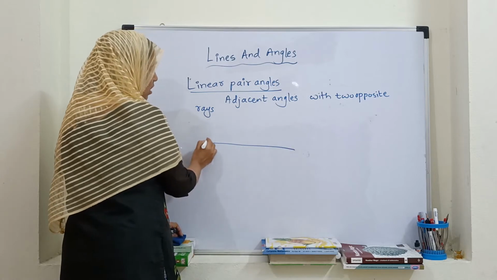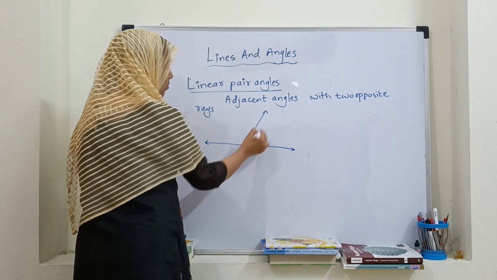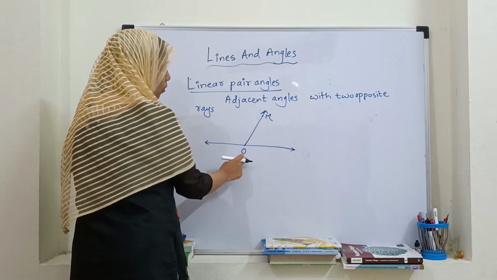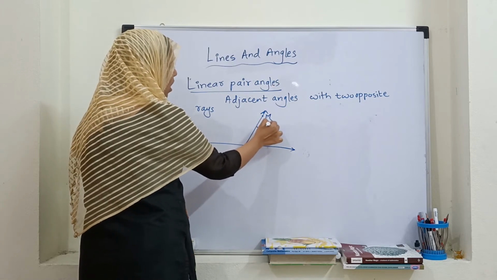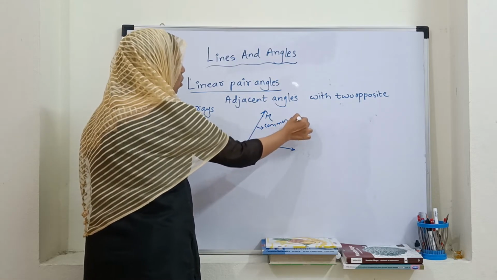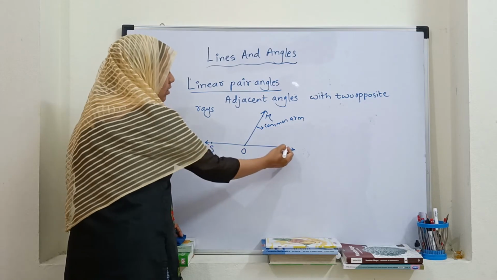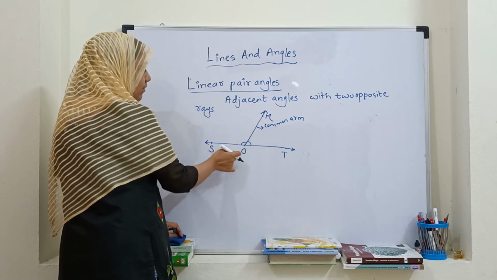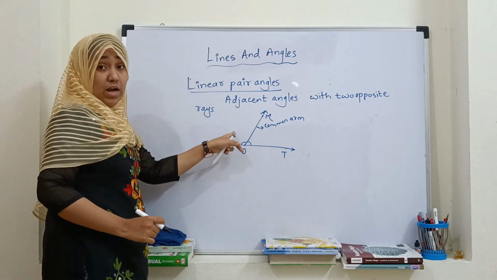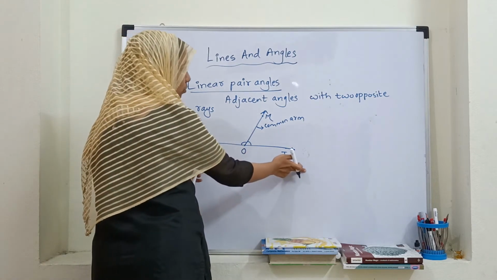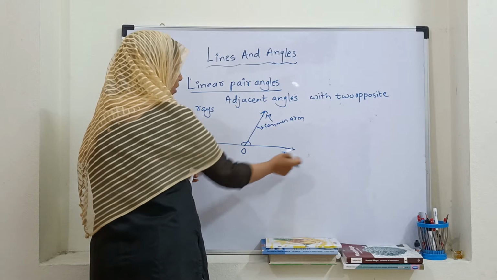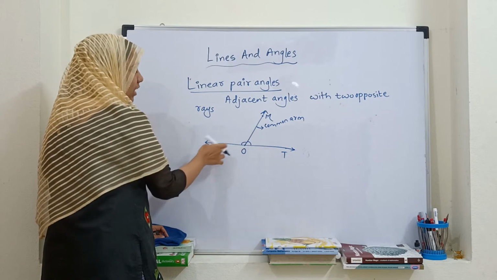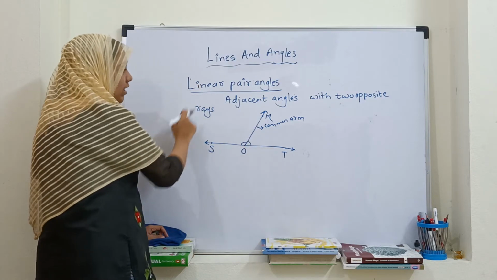For example, consider here, this is a common point O, and this side OM is a common arm or a common side. Then you notice here we have two angles, angle TOM and angle SOM. As you see, they are also adjacent, but these are two opposite rays. OT is going in this direction and OS is going in this direction. So such adjacent angles with opposite rays and a common side, you call it a linear pair.